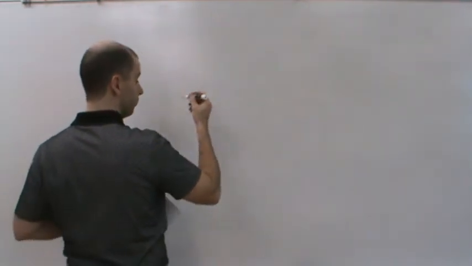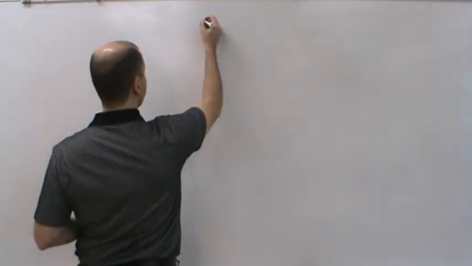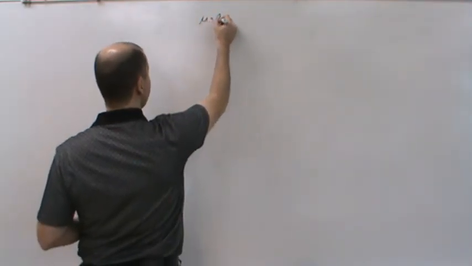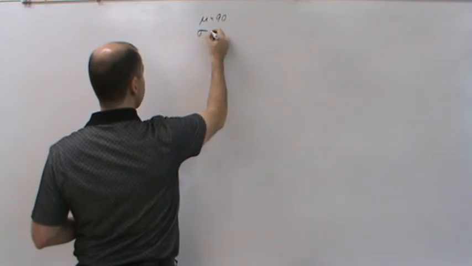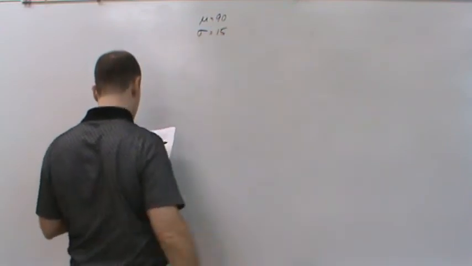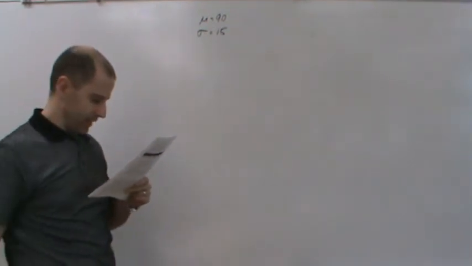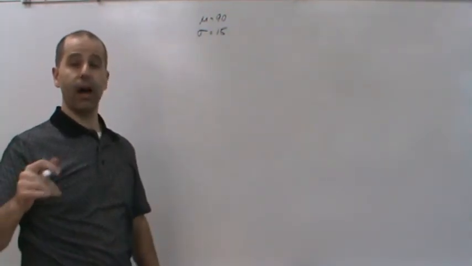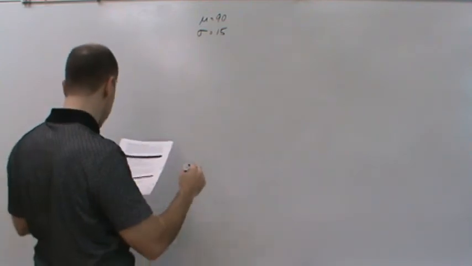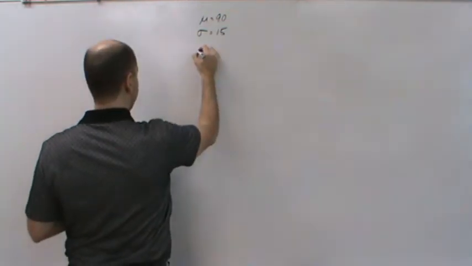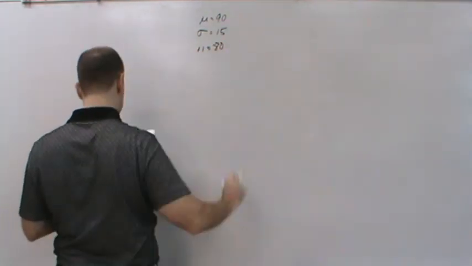So let's use this as an example. It says, an unknown distribution has a mean of 90 and a standard deviation of 15. Well, we don't know what it is, but what we do know is mu is 90 and sigma is 15. A sample size of 80 is drawn from the population randomly. So n is 80.